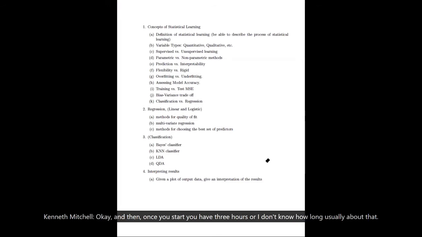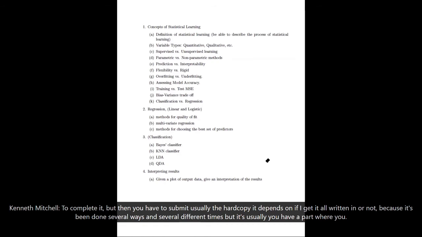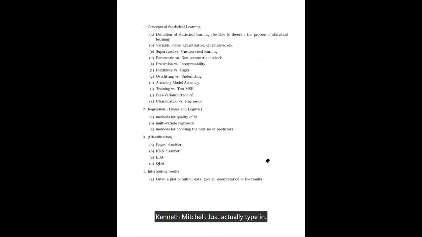Once you start, you have 3 hours, or I don't know how long, usually about that, or maybe an hour and a half or so, to complete it. Then you usually have to submit the hard copy. It depends on if I get it all written in or not, because it's been done several different ways. Usually you have a part where you just type in your answers, because this is only the second time we've been doing this online.